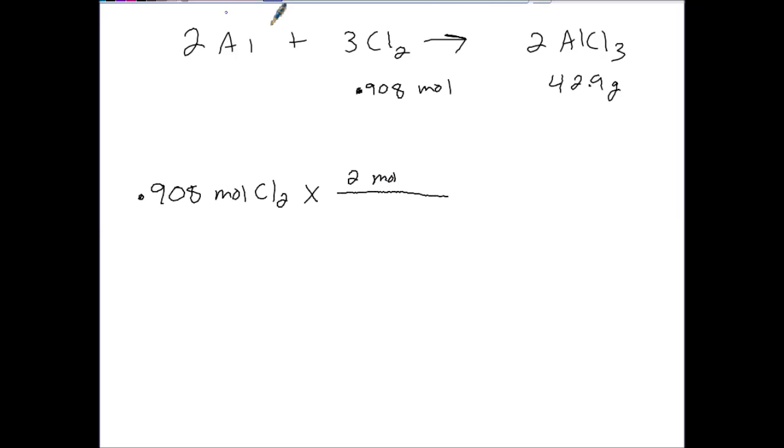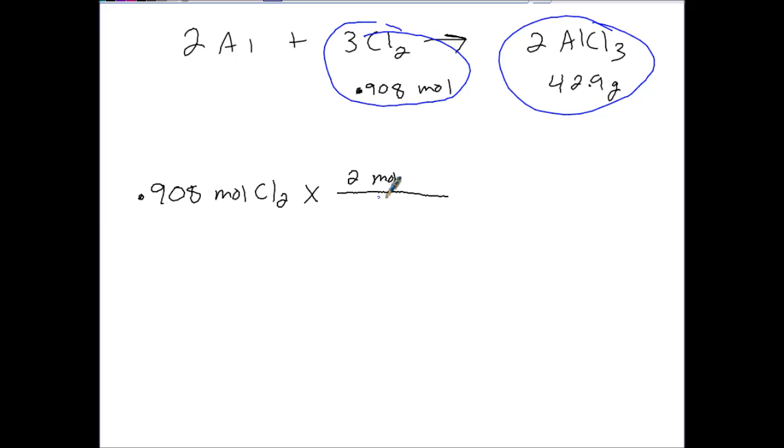I have a 3 to 2 mole ratio, so it's going to be 2 moles of AlCl3 on top and 3 moles of Cl2 on the bottom. That cancels out. We're left with moles of AlCl3, and I have to convert that to grams, because our yields are always masses. Another key point there.